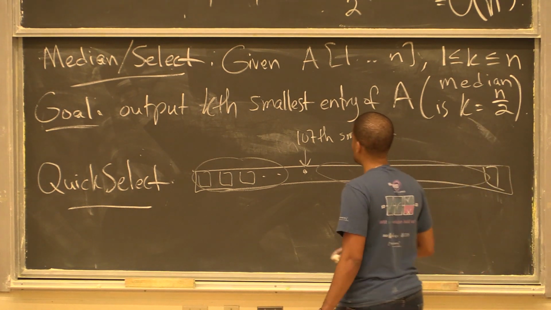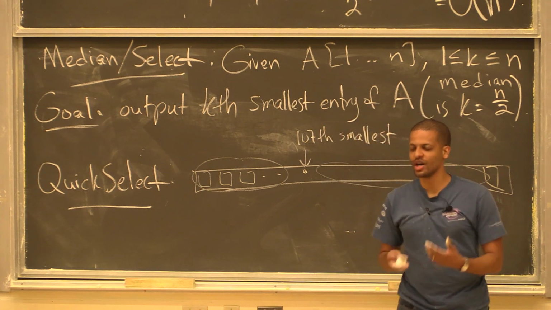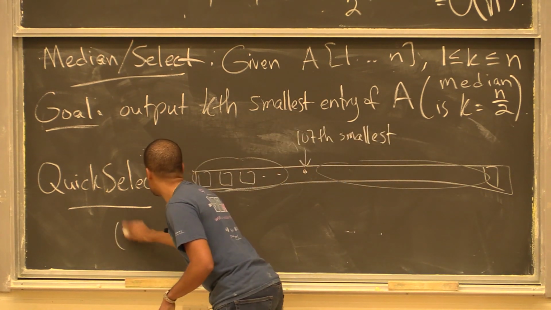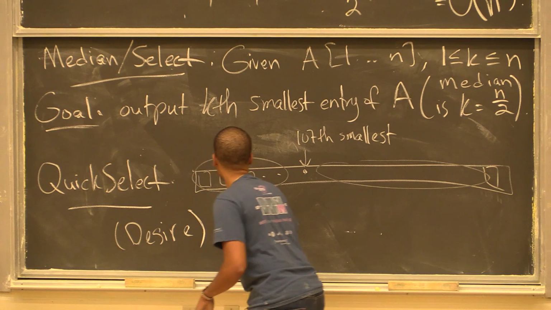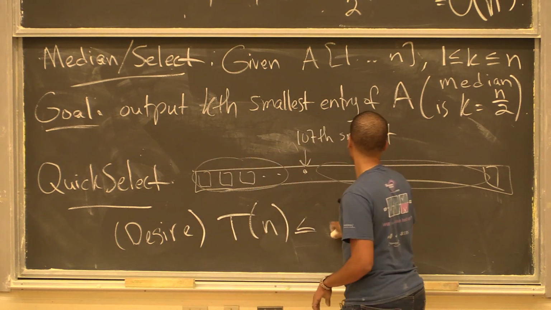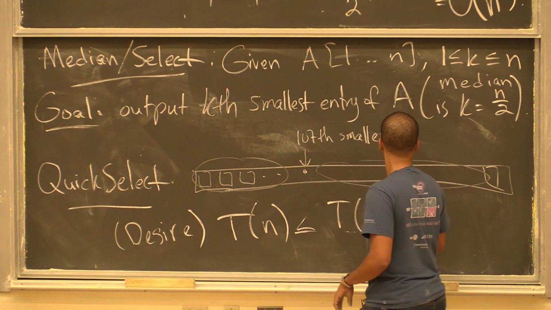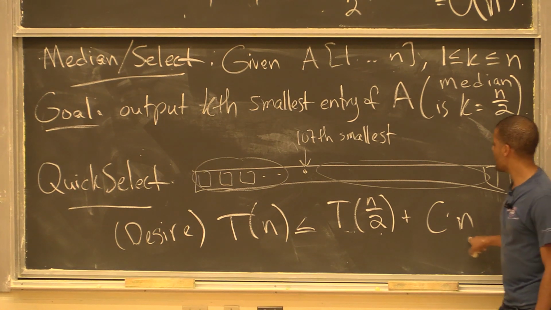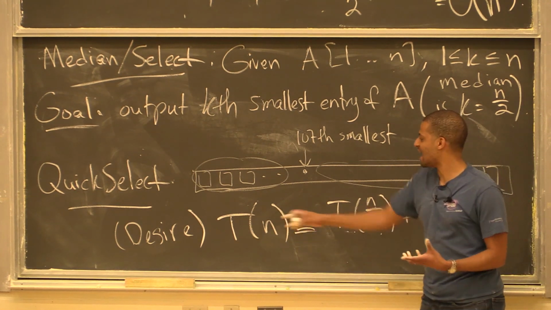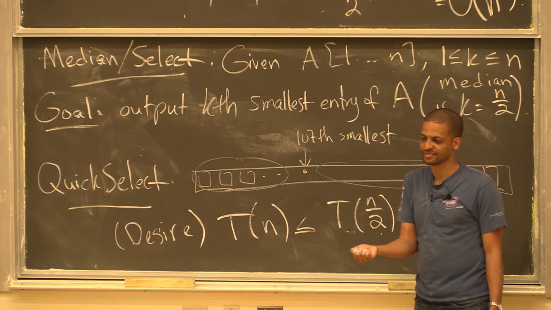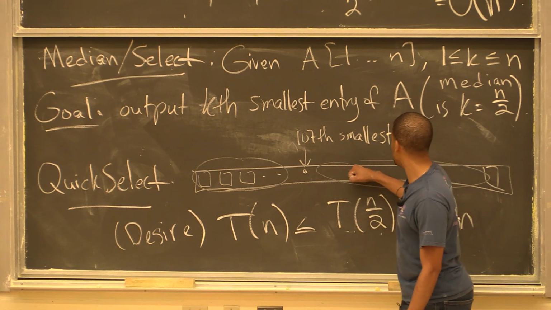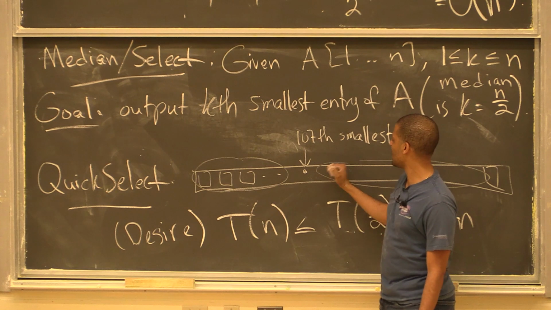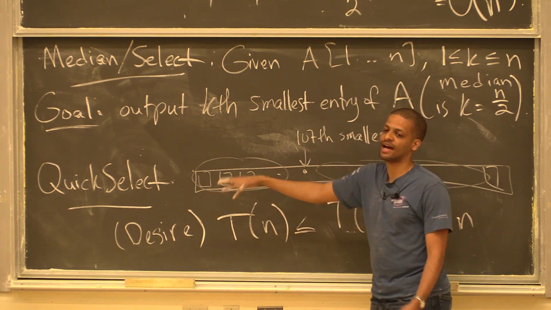Ideally what you want to do is have a recurrence that looks like T of n is at most T of n over 2 plus c times n. C times n is comparing the pivot with everyone. And then T of n over 2 is because my hope is that the pivot is actually the median. Because if the pivot is the median, then no matter which side I recurse on, that side has size n over 2. If the pivot were far away from the median, then I might get unlucky and have to recurse on the bigger side.